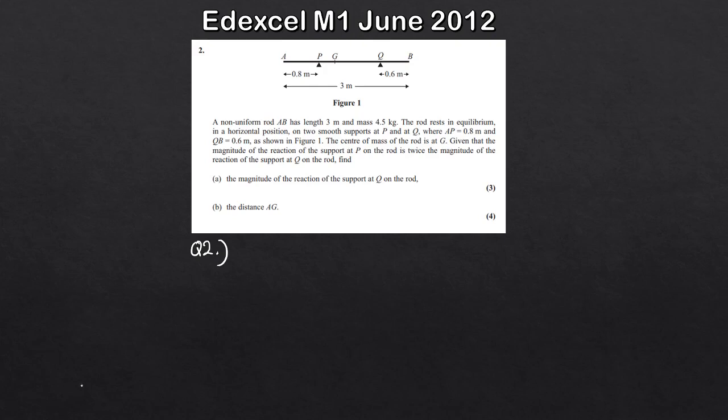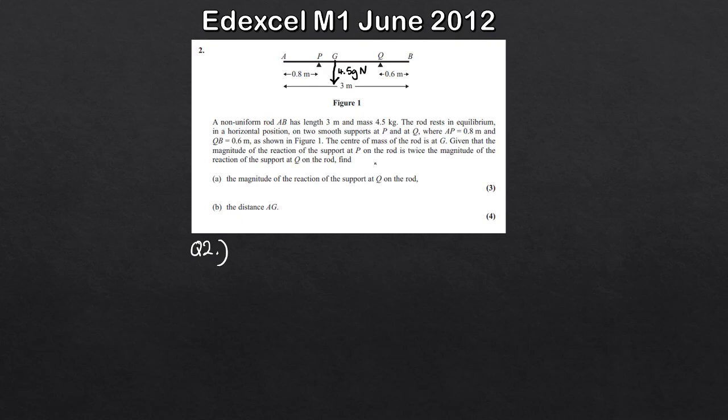So in this case, if I just show my pen back, I'm going to annotate on this diagram. We've got a non-uniform rod AB, which has a length 3 meters and mass 4.5 kilograms. The rod rests in equilibrium in a horizontal position. We've got 2 smooth supports, P and Q. The center of mass of the rod, that's at G. So that means the weight, the mass, is at G. So if that's 4.5 kilograms, we'd write that as 4.5G newtons. Okay, so that's for the center of mass.